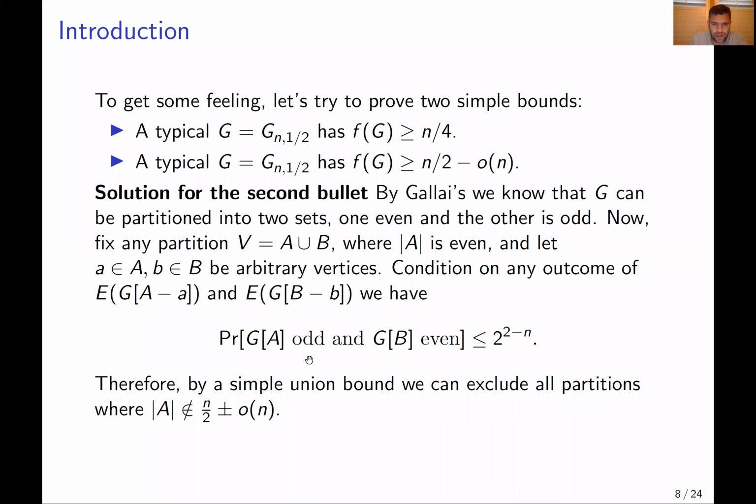So we know that the probability that A union B will be a decent partition, right, that one of them spans an odd graph and the other one spans an even graph, is roughly 2 to the minus n. And therefore, by a simple union bound, we can exclude all the partitions where the partition is not balanced. So we can exclude all the imbalanced partitions. And because it's a deterministic statement, we know that there exists such a partitioning. So we also know that with high probability, there exists such a partitioning where both sets A and B are of size roughly n/2. So in particular, it means that there exists an induced subgraph of odd degrees of size roughly n/2.